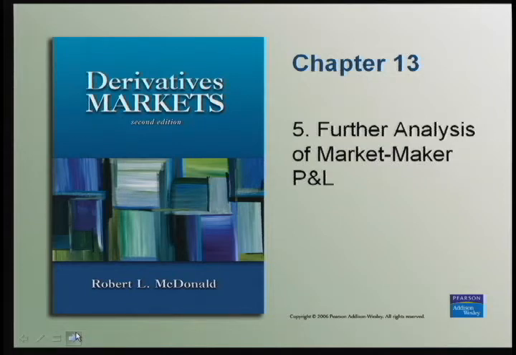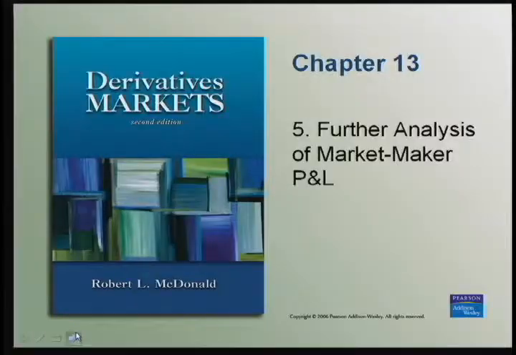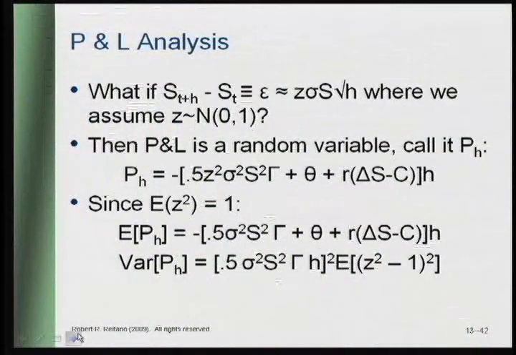In Module 5 of Chapter 13, we'll look at this market maker P&L analysis in a little more detail. What if, instead of the stock price moving by one standard deviation, it moves by a multiple of that standard deviation, where we assume the multiple has a standard normal distribution?